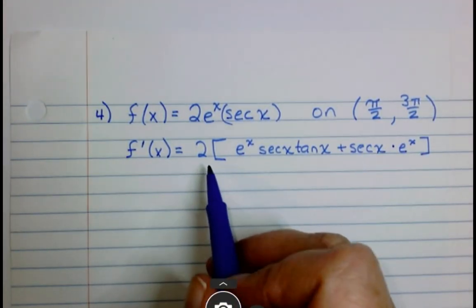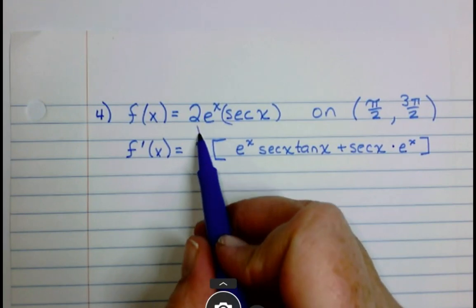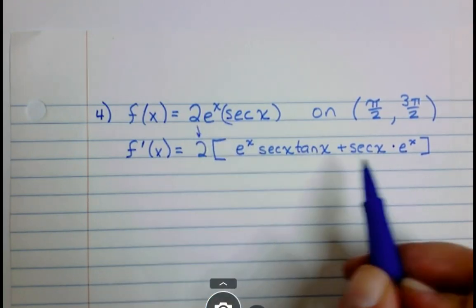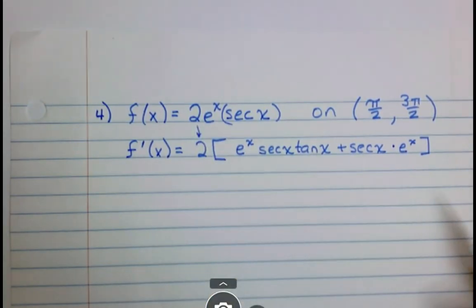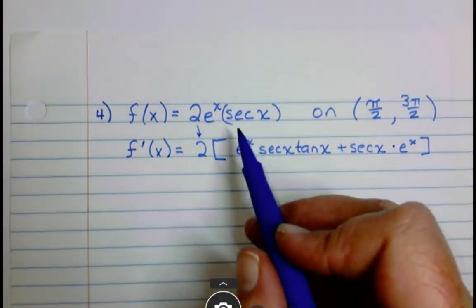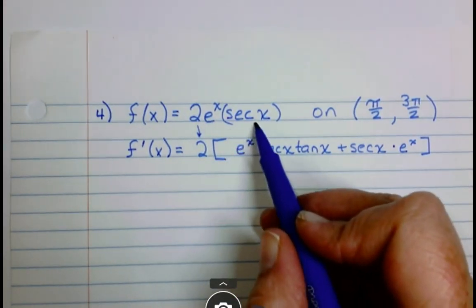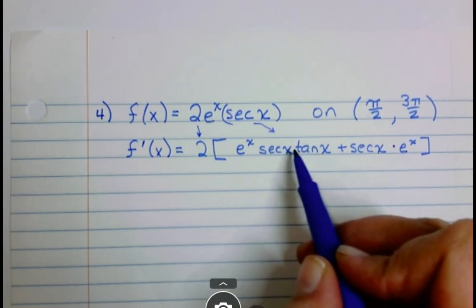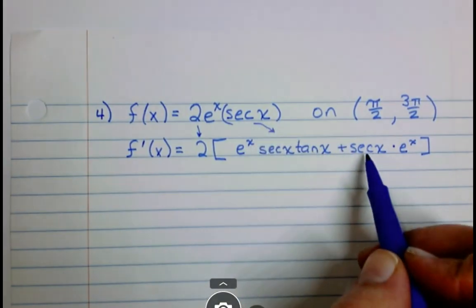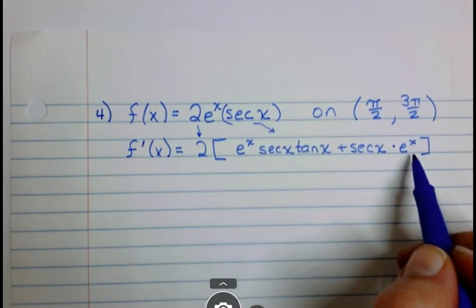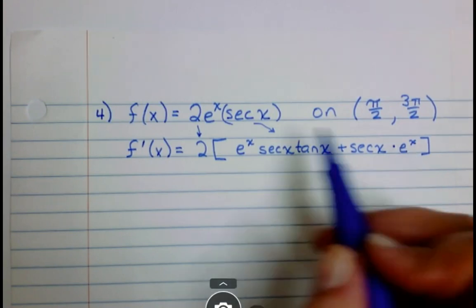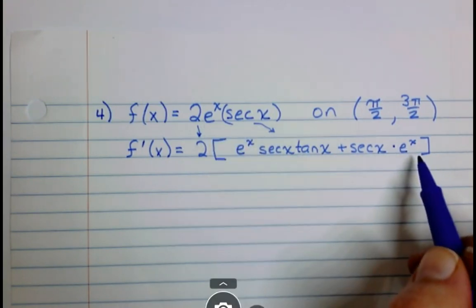So what we have here is, I just went ahead and pulled the 2 outside of the whole derivative because I'm going to factor it out eventually anyway, right? e to the x, and then the derivative of secant x is secant tangent. And then I repeated my secant x here, and the derivative of that is e to the x. And then the derivative of e to the x is e to the x.